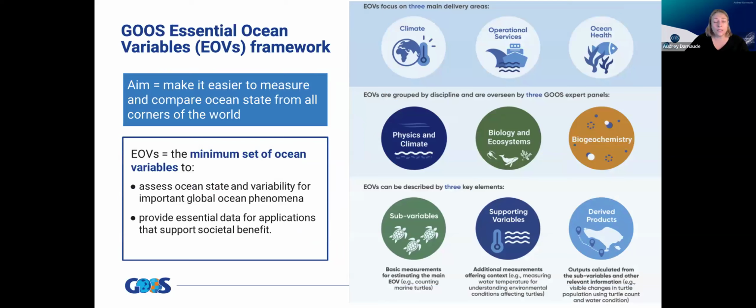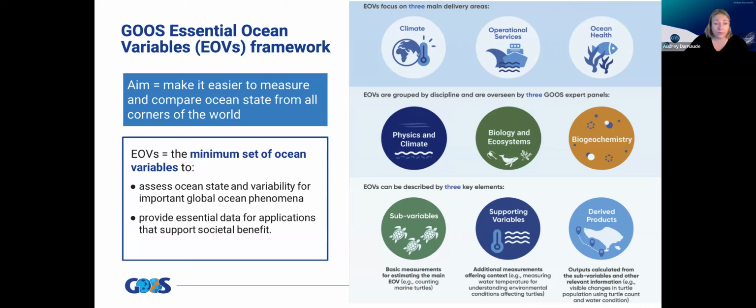So the GOOS Essential Ocean Variable Framework has been developed in this context to address data fragmentation and coordinate how we collect ocean observation in a standardized way, with the aim to make it easier to measure and compare data worldwide. And so EOVs are the minimum set of ocean variables that we identify as needed to assess ocean state and the variability of important global ocean phenomena, but also to provide essential information for applications that support societal benefits.